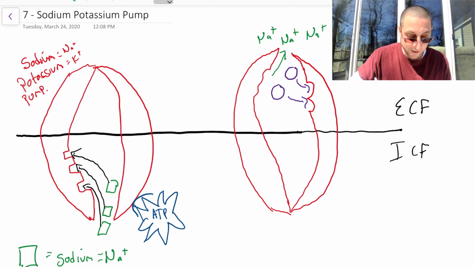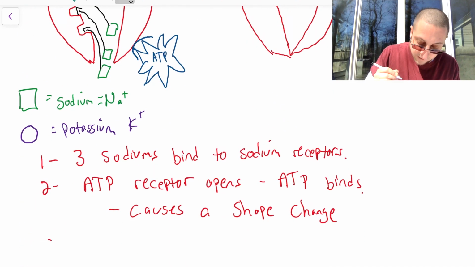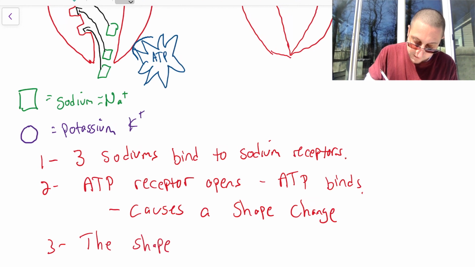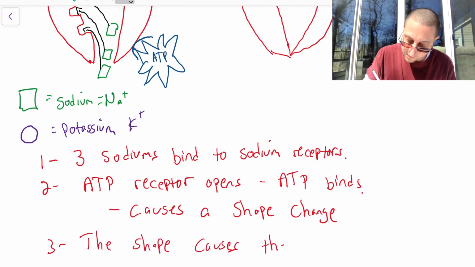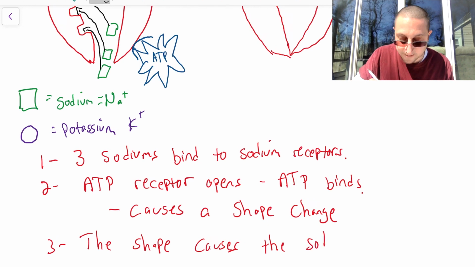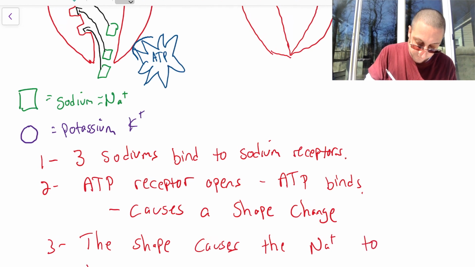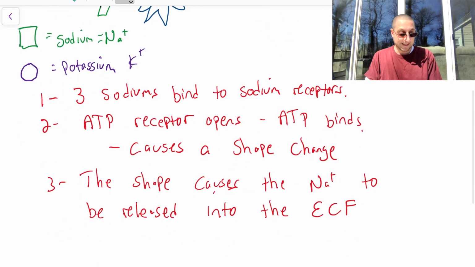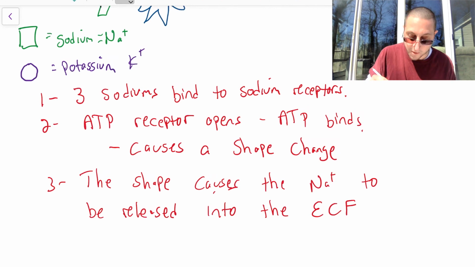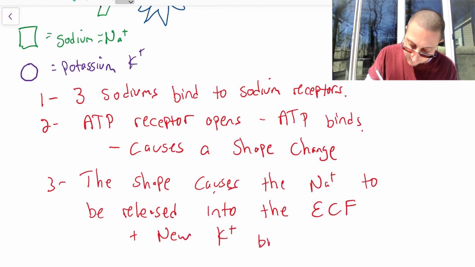Okay, so if you need to, you can rewind that and make me say it slow. You get the point. So we're going to put number 3 over here. The shape change causes the sodiums to be released into the ECF, the extracellular fluid. And then that potassium site is going to open up. And new potassium binding sites open.